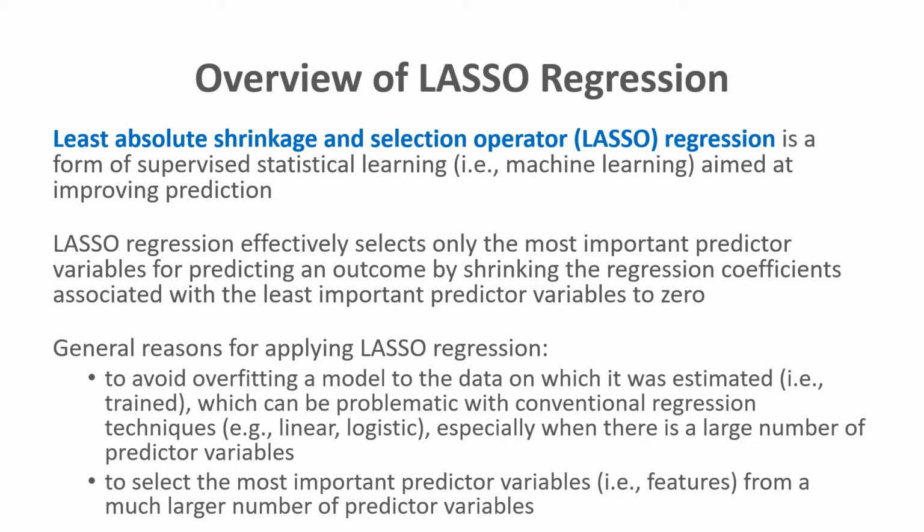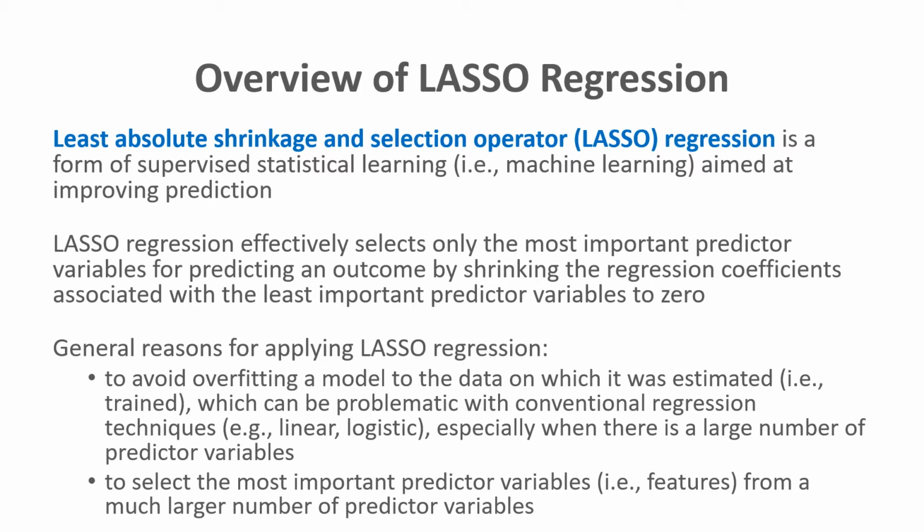So lasso regression uses that penalty I mentioned before in which it shrinks the regression coefficients associated with the least important predictor variables to zero or towards zero. This is going to be a way in which it can help avoid overfitting a model to the data.